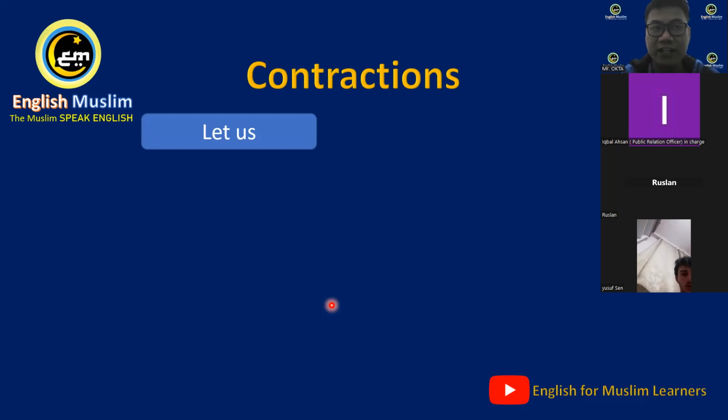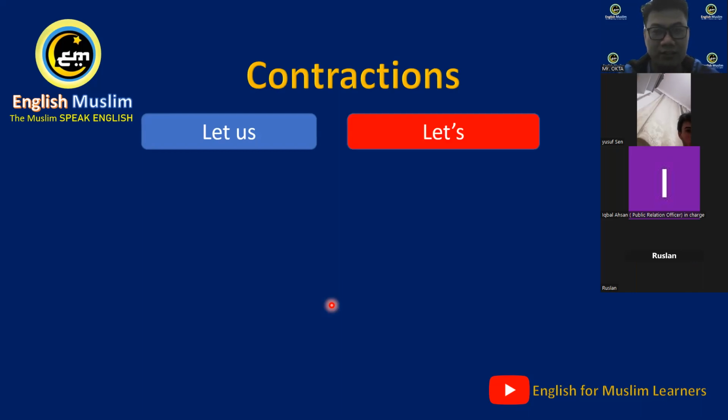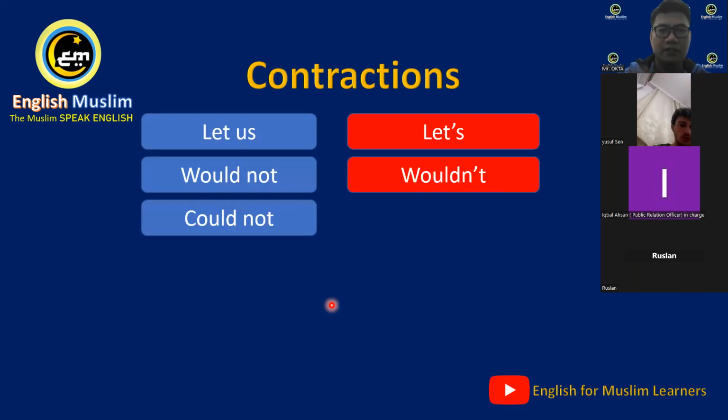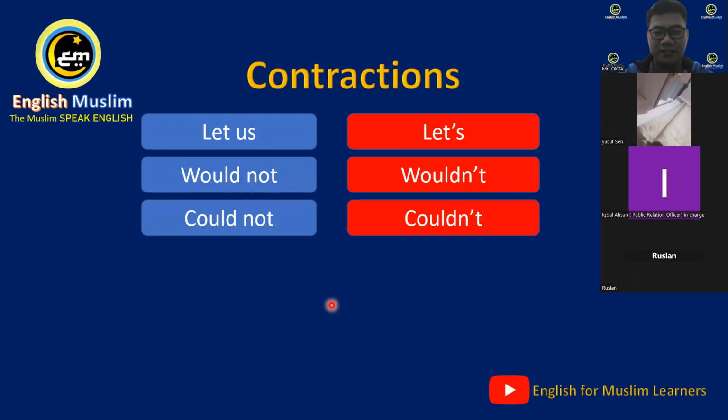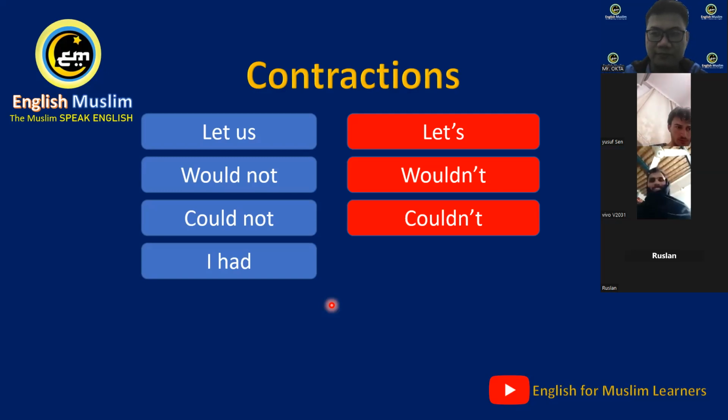Let's learn English together. Let's. That's good. Wouldn't. Yeah, wouldn't. That's good. Couldn't. MashaAllah, that's good. I had. Let's see what there is.